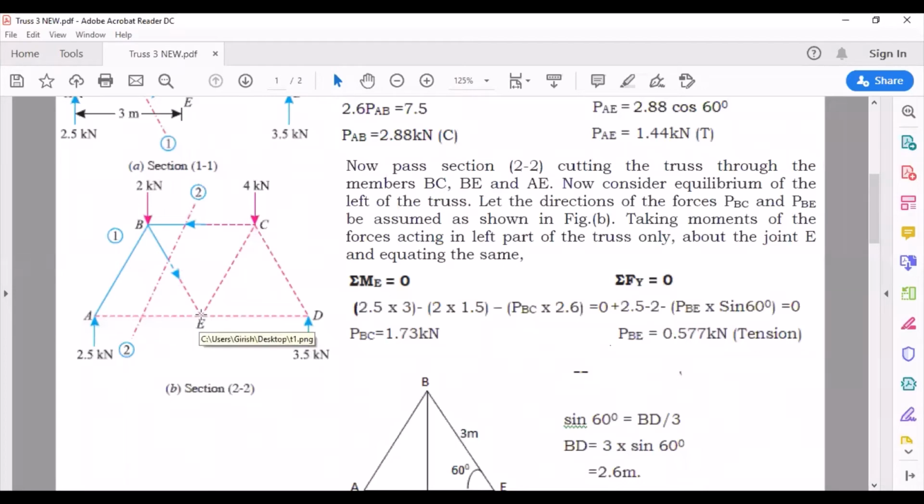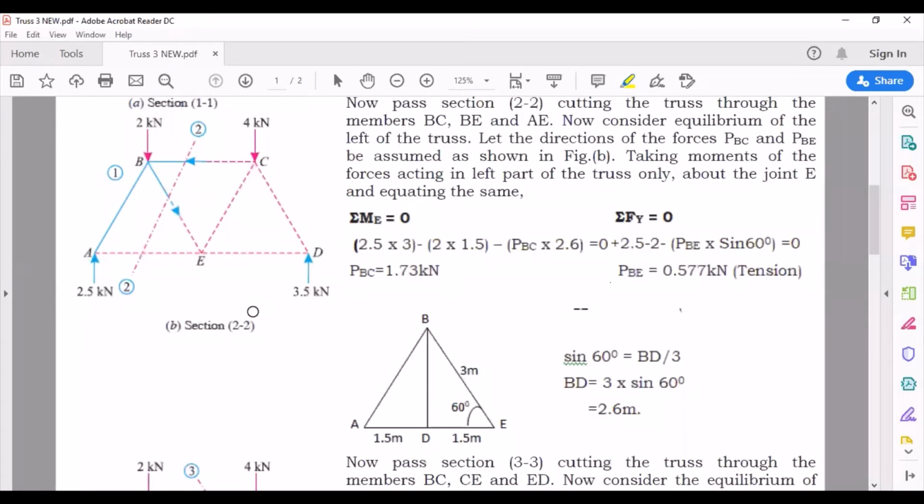Now let me apply the moments. If I consider E as the moment center, you see that this member is passing through point E, so this will be 0. This member is also passing through point E, therefore that also will be 0. So these two members became 0. I'm left with the reaction at A, member AB, and member BC. Now let us calculate the moment.